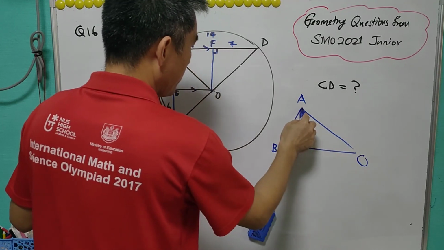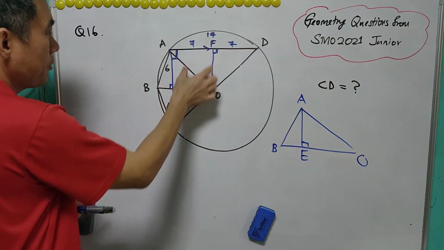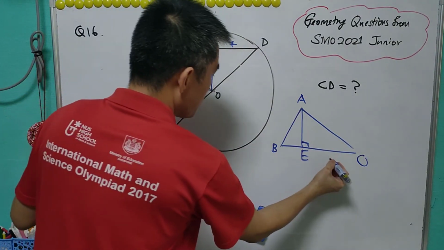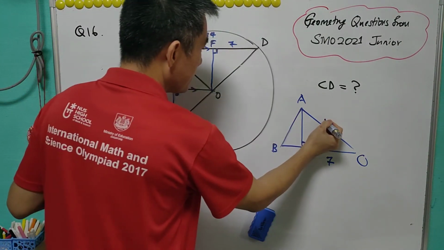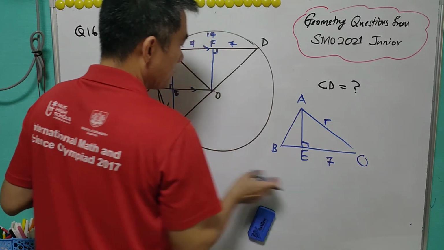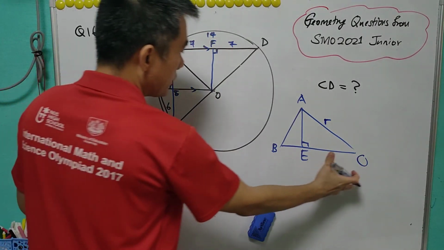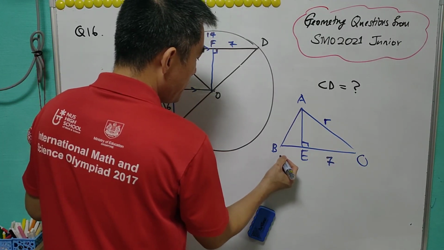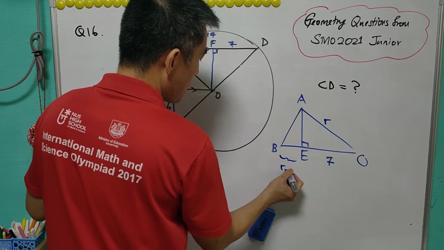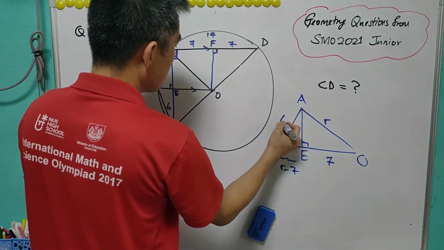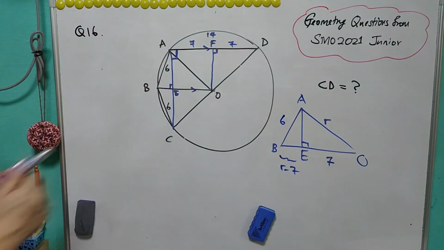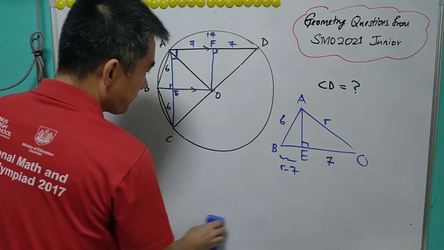ABO. And don't forget we have this E. AF will equal to EO, and this will equal to 7. Let the radius of the circle be R. So AO is equal to R. BO will also equal to R, and therefore BE will equal to R minus 7. It's known that AB is equal to 6. So this is what we have from this diagram.